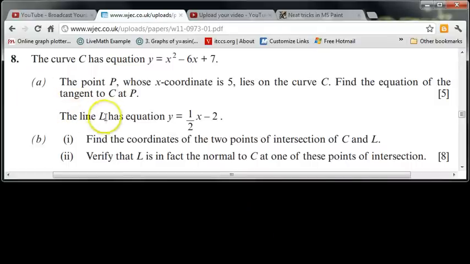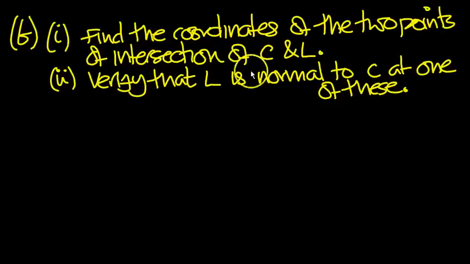Okay then, the line L for part B now of question 8. The line L has this equation here, which we can write down in due course. Find the coordinates of the 2 points of intersection of C and L. So here's C and here's L, so we need to solve that. And then verify that L is in fact normal to C at one of these points. Okay, so let's have a go at this then.